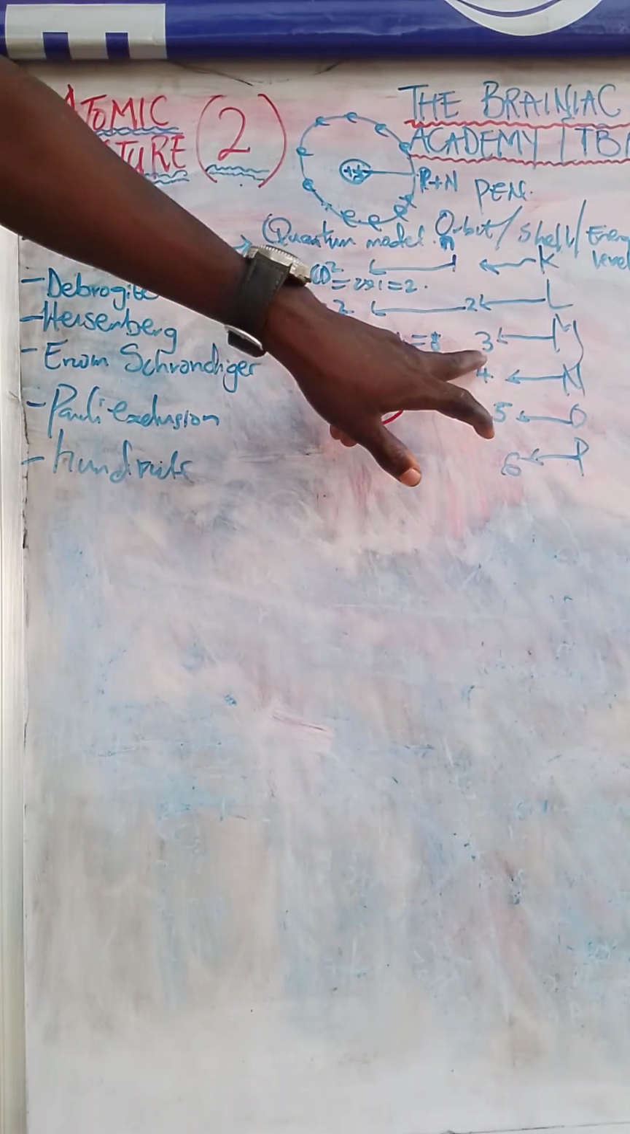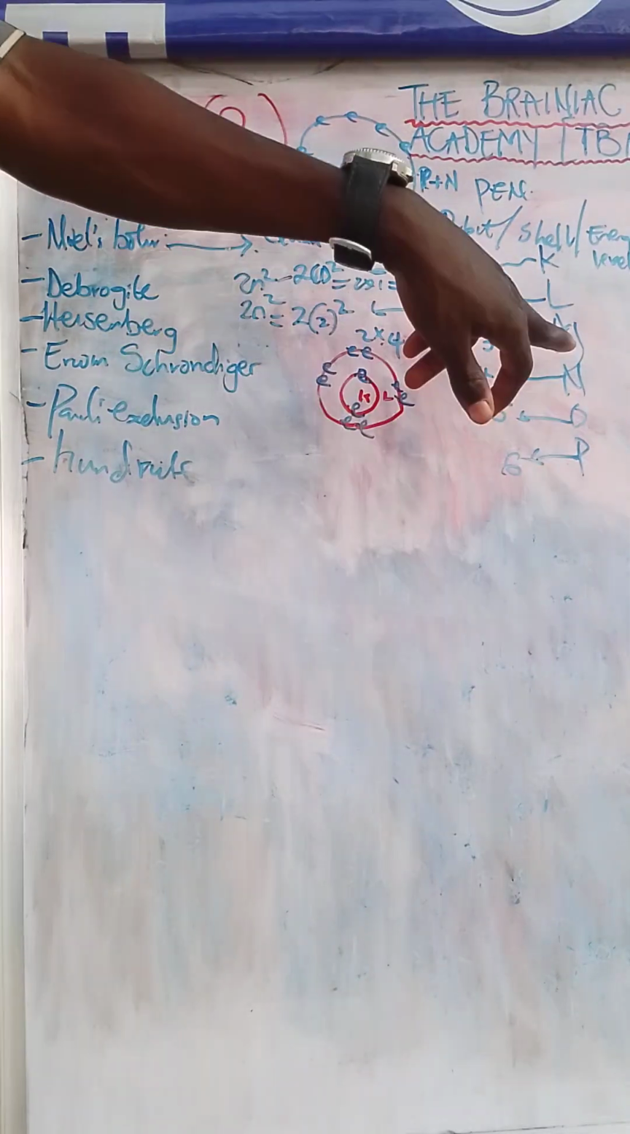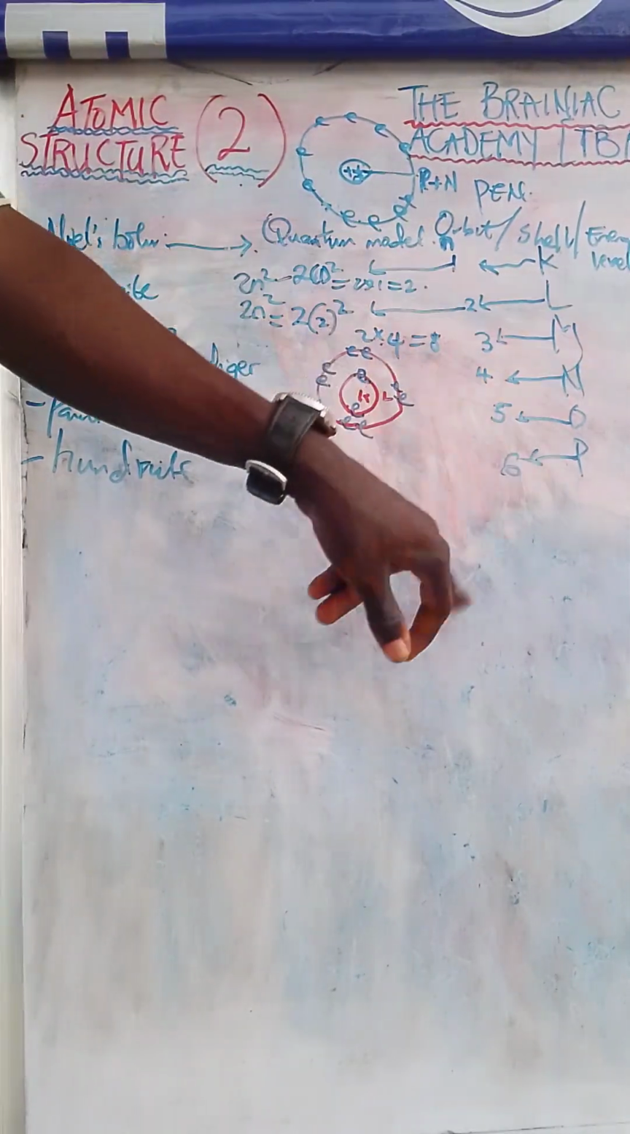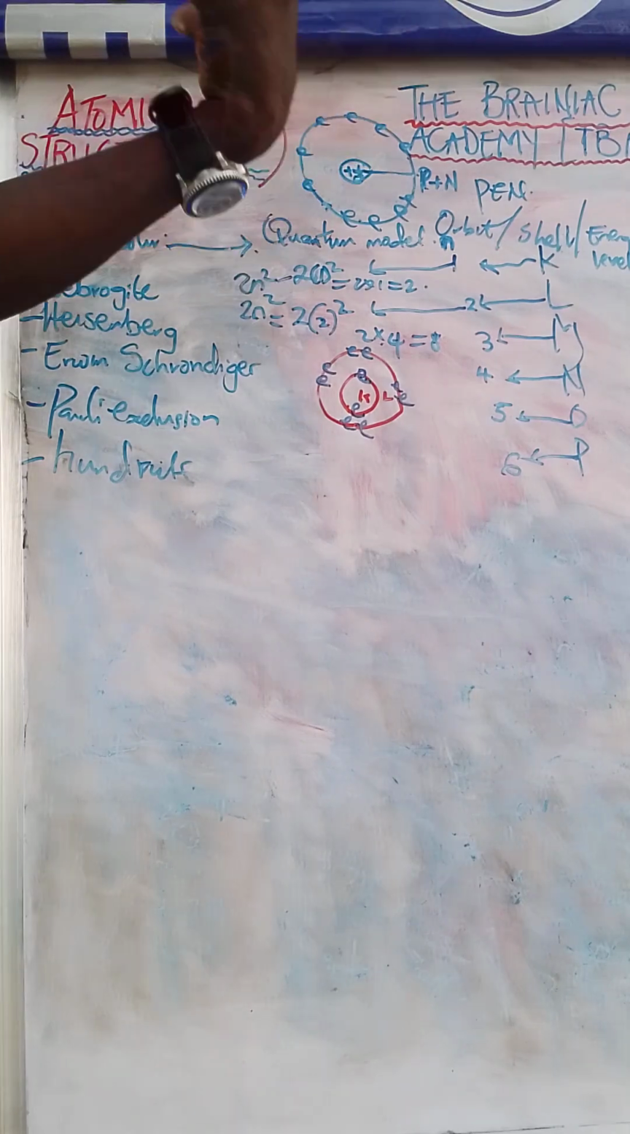You should do it for your M shell and your N shell. I want to know the maximum number of electrons in all these remaining shells. You can do it and drop your answer in the comment section.